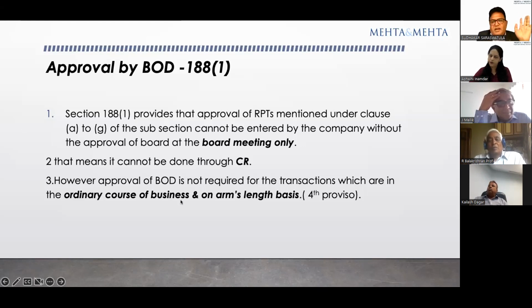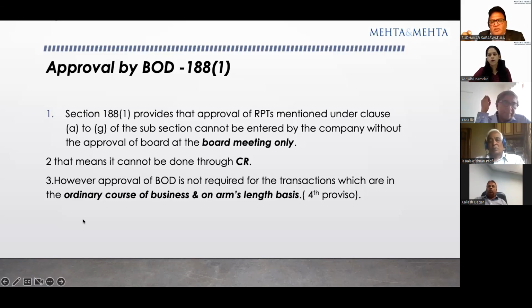Now, of course, it has been reduced. Actually, it is 10% of the consolidated turnover or 1,000 crores, whichever is less. Now the pendulum has gone from one extreme to another extreme. This is a different thing now. Now, if you see 188 and rule 15 connected to that, what does rule 15 say? Shareholders approval is required when it is 10% of the standalone turnover, right?